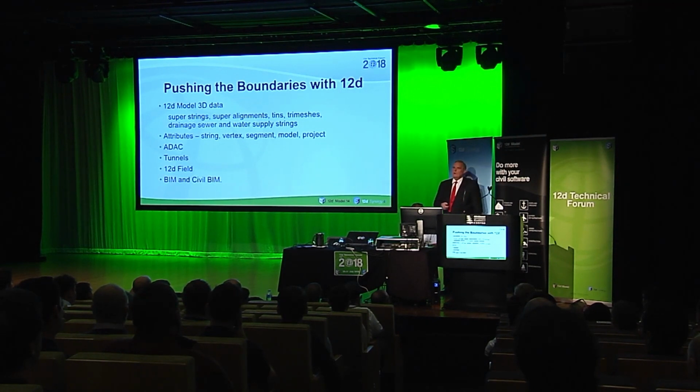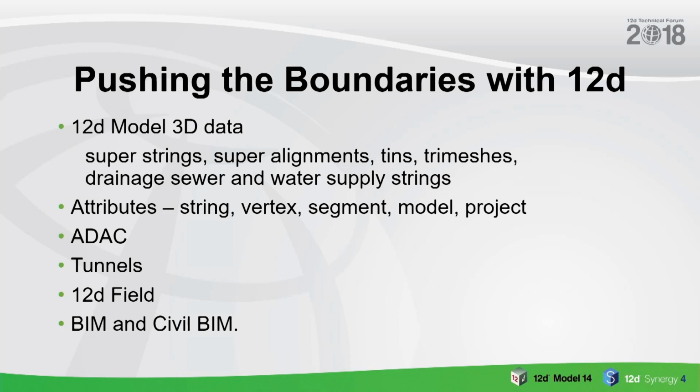And so we're always trying out new things, be it all the different types of data sets we have, which have already been there for full 3D, long before people started talking about the word BIM. Even things like all the attributes we had: string, vertex, segment, model, project. How many other packages have got vertex and segment attributes as well as string? Things like supporting ADAC, which is an Australian standard for getting data in for the councils and things.